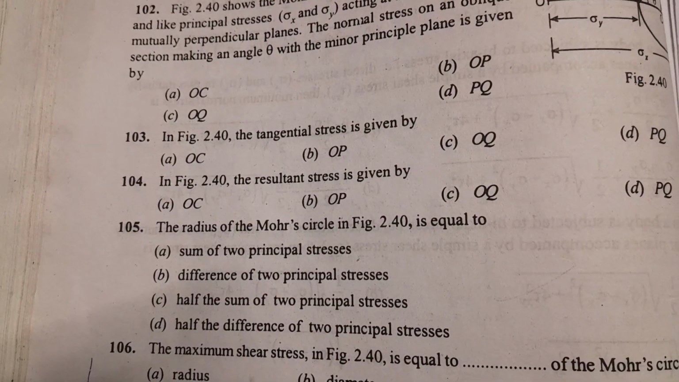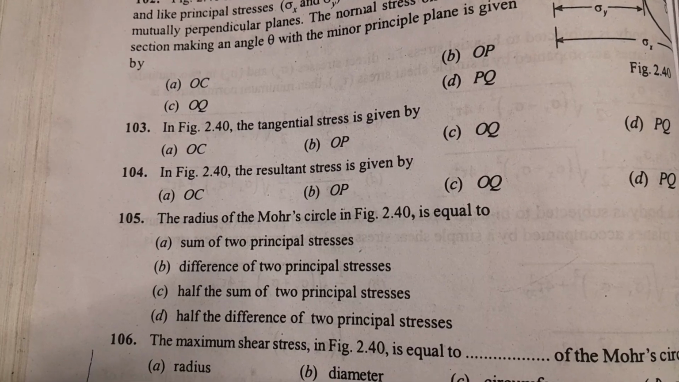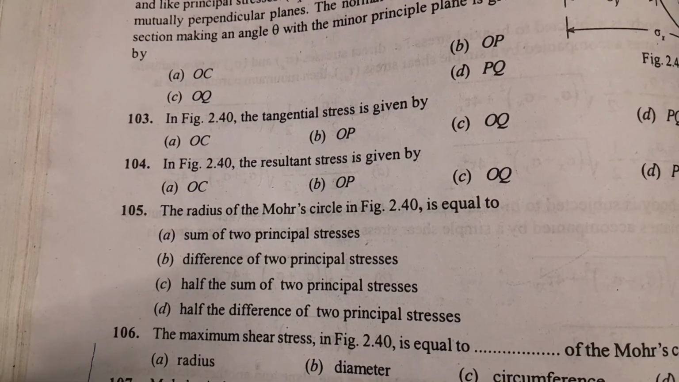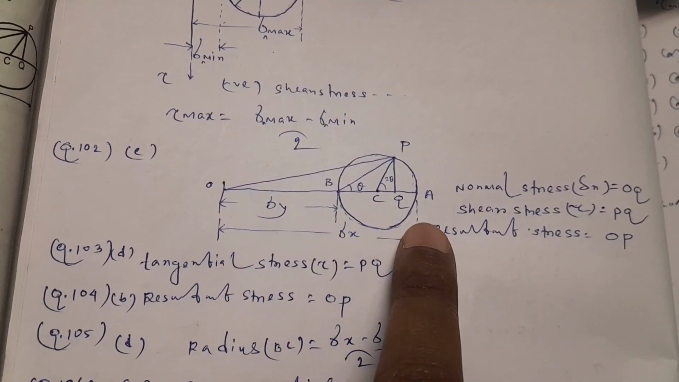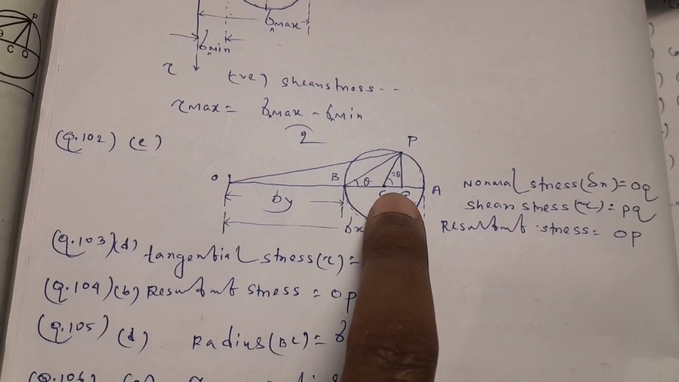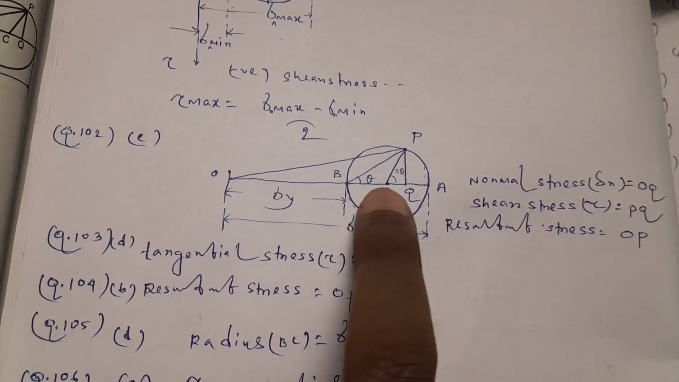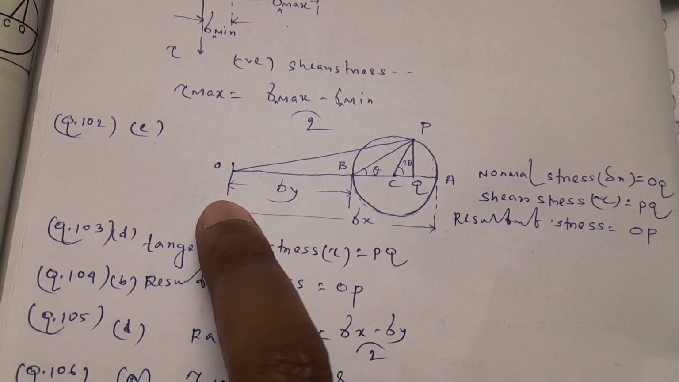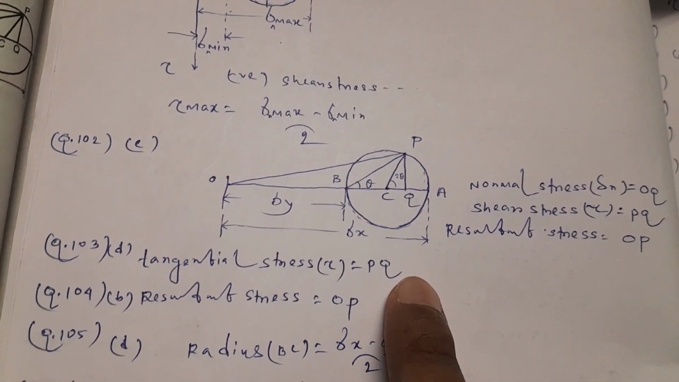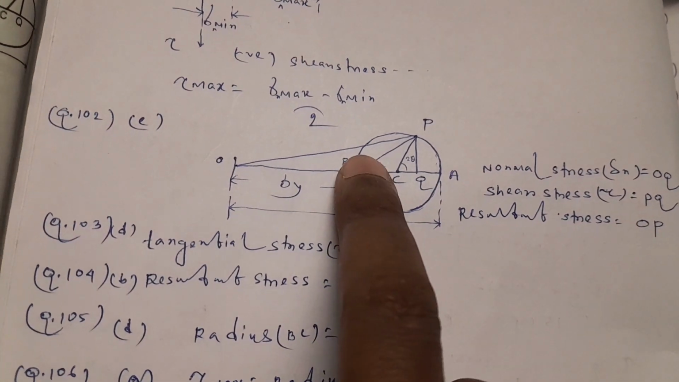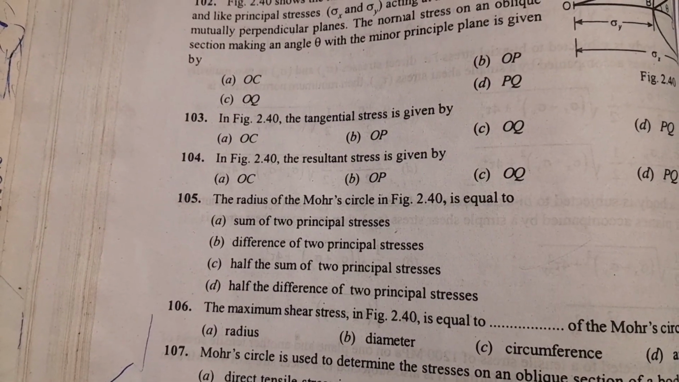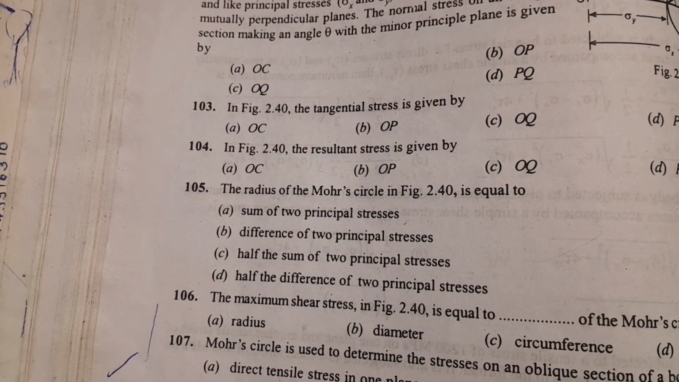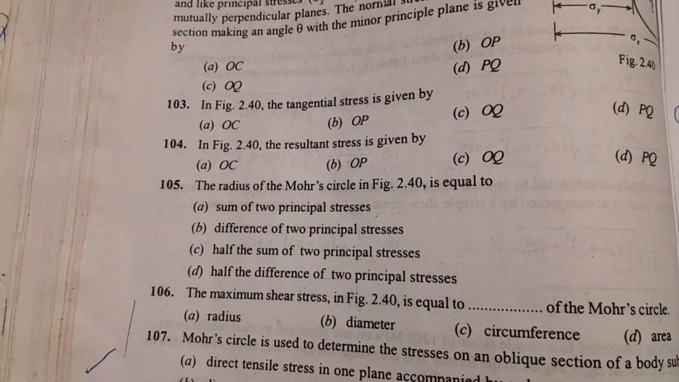Next, question 105. The radius of the Mohr circle in figure 2.40 is equal to. So friends, in this figure, the radius of the Mohr circle will be BC. BC equals sigma x minus sigma y divided by 2, which is the radius of this Mohr circle. So for question 105, option D will be the correct answer, half the difference of two principal stresses. Next, question 106.